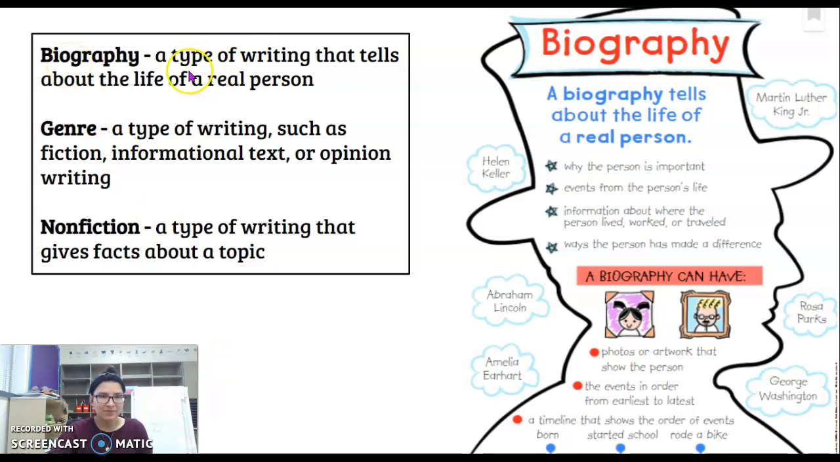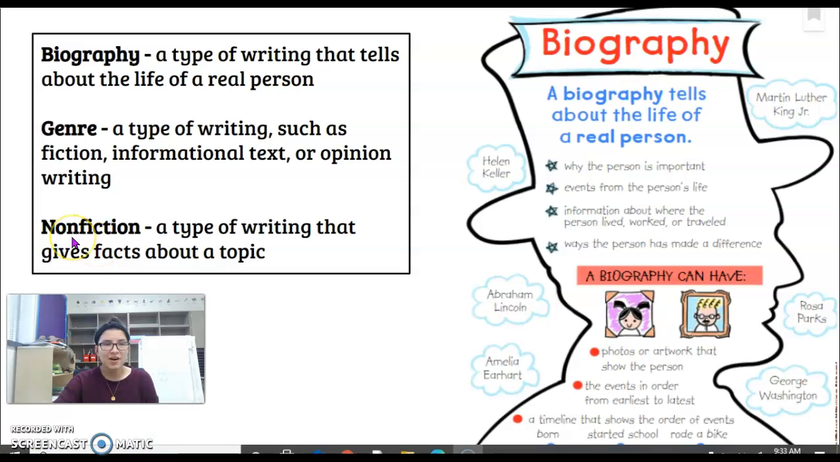Biography. A type of writing that tells about the life of a real person. Okay? And so I have an example that we'll see here in a little bit. So we are going to be learning about the life of a real person. Genre. Go ahead and say that with me. Genre. Good. Genre is a type of writing such as fiction, informational text, or opinion writing, narrative nonfiction, fantasy, fables. There are different types of writing, okay? A biography is a genre.